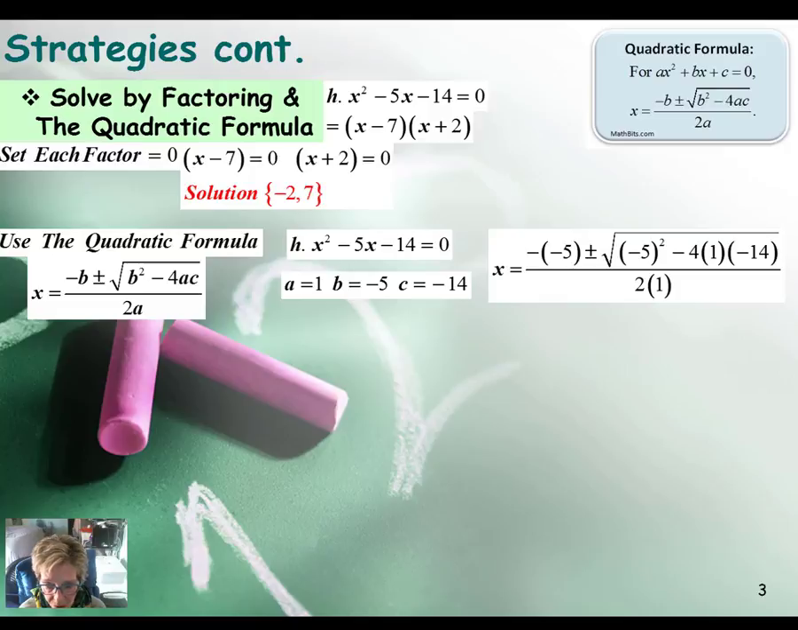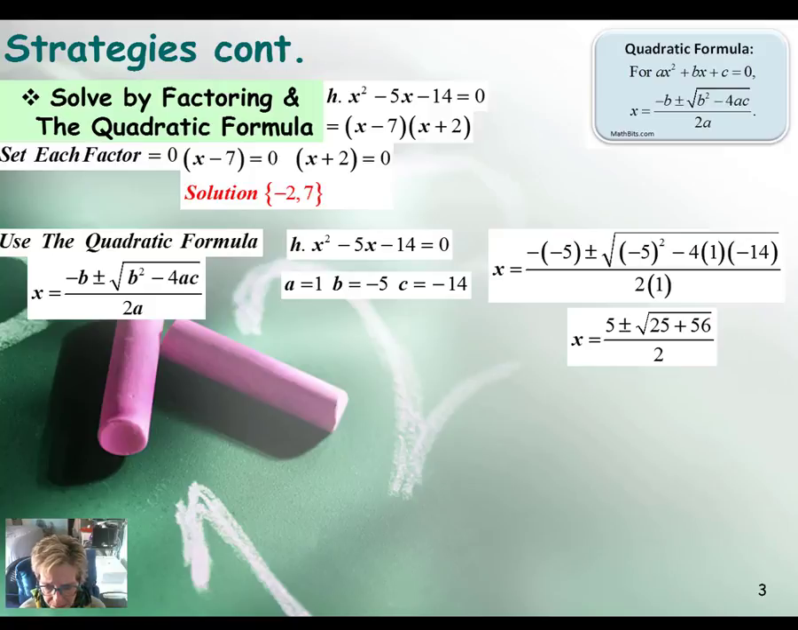Now I can plug that all into the equation. I have the opposite of negative 5 for my negative b, plus or minus the square root of negative 5 in parentheses squared, minus 4 times 1 times negative 14, all over 2 times 1. Simplify that, and I get 5 plus or minus the square root of 25 plus 56. Watch your signs, especially in these.